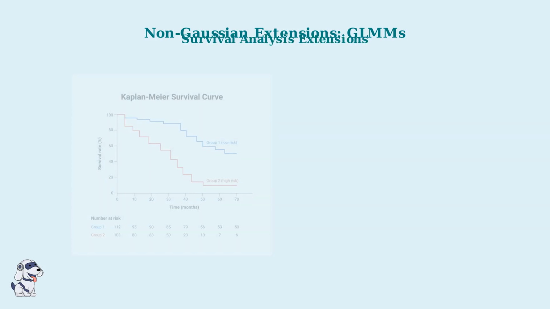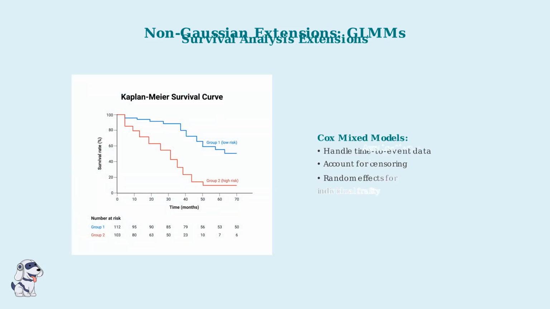Survival analysis extensions handle time-to-event data with censoring. Cox mixed models incorporate random effects to account for individual frailty or clustering effects. The Kaplan-Meier curves shown here compare survival between high-risk and low-risk groups, demonstrating the type of data these models analyze.